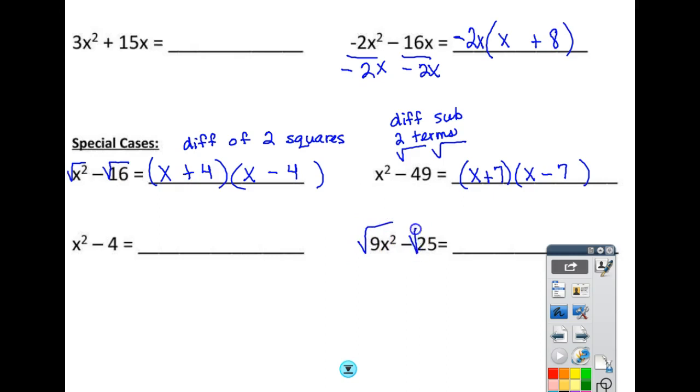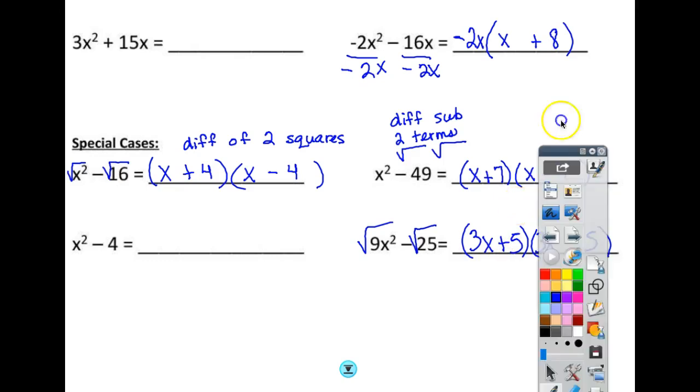What's the square root of 9x squared? Okay, what? 3x. 3x. What's the square root of 25? 5 and 5. One's a plus and one's a minus. It doesn't matter. You can do minus over here and a plus over here. Doesn't matter. Okay, so next page.